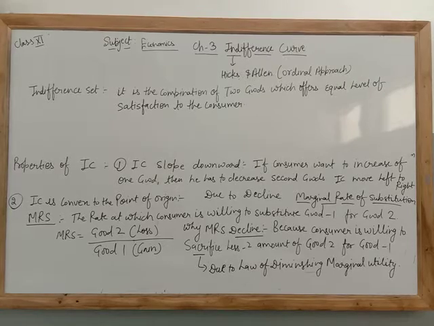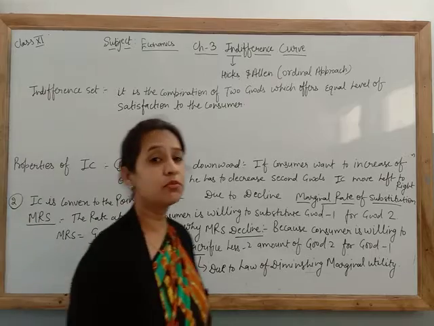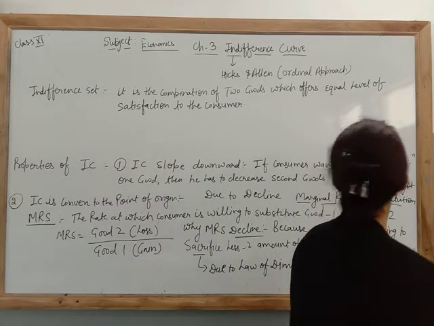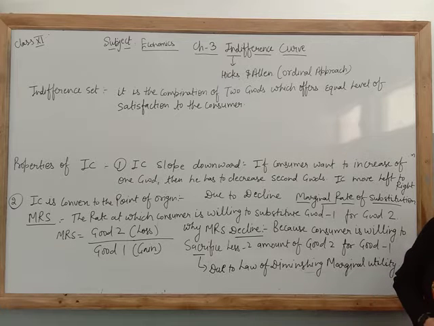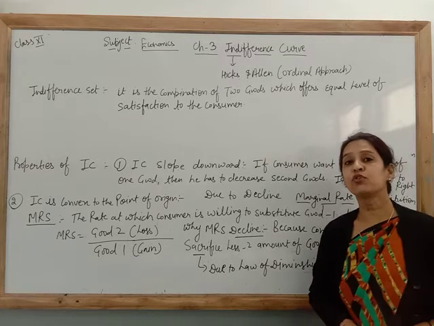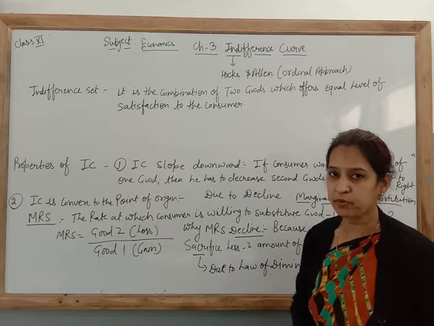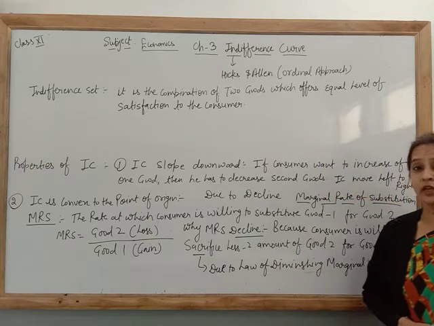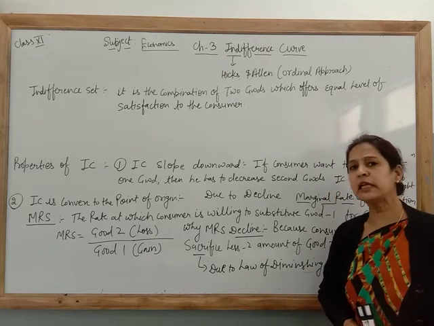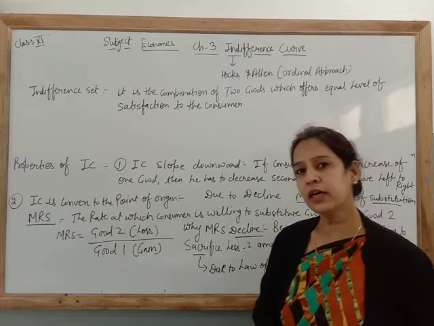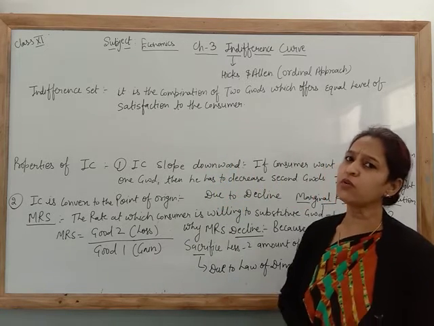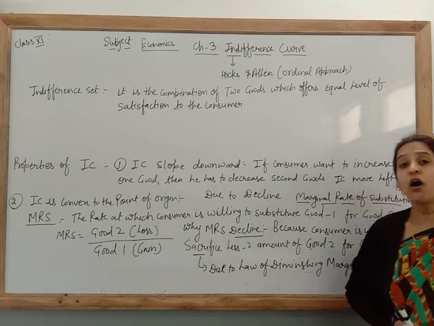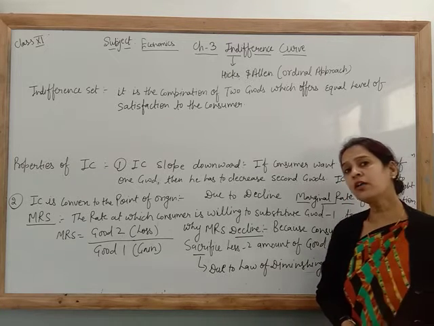Good morning students. Today we are going to start the next chapter of microeconomics, that is indifference curve analysis. This approach is given by Hicks and Allen, and it is known as the ordinal approach. According to them, utility cannot be measured in terms of utils or in terms of money. We can give only a preference or rank to our utility.